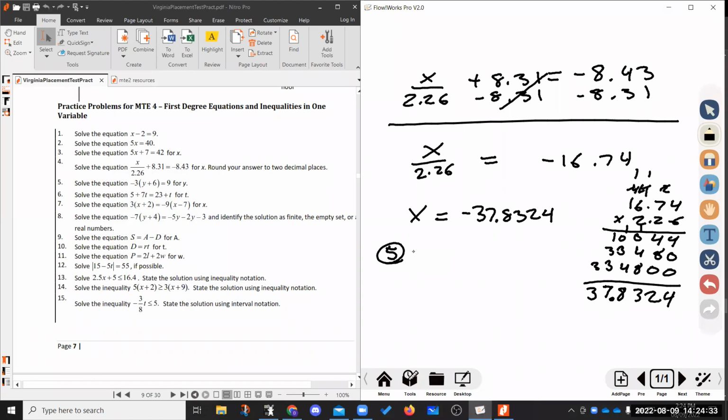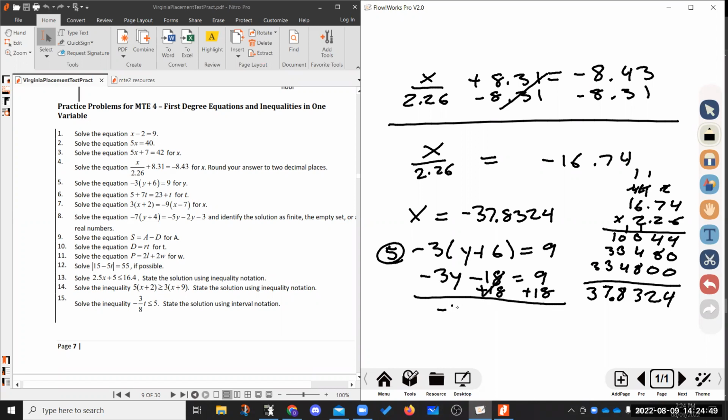Number 5 asks us to solve negative 3 times the quantity y plus 6 is equal to 9. We're going to distribute negative 3y minus 18 because a negative times a positive is a negative. Now we're going to add 18 to both sides. That's going to give us negative 3y is equal to 27. Divide by negative 3. Now a positive divided by a negative is a negative. 27 divided by 3 is 9.